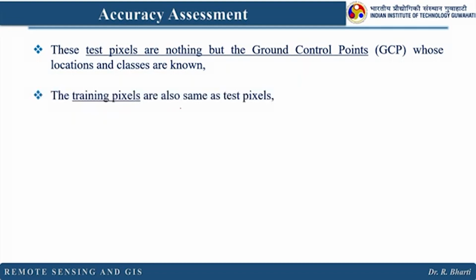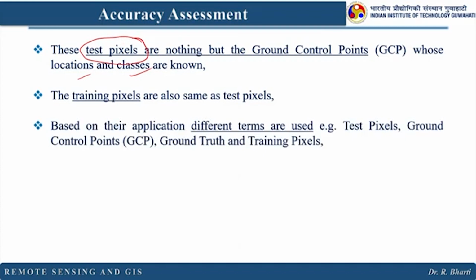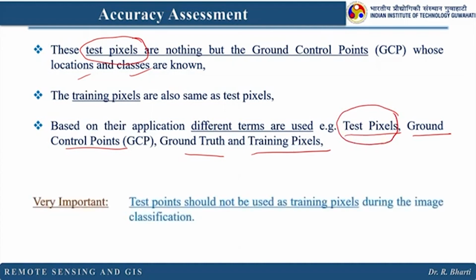The training pixels are also the same as test pixels. I hope you remember the training pixels which we have used in classification. There also we have provided the location and the known classes. Here we are calling them test pixels. So both are the same. The only thing is, based on the application, different terms are used, like test pixel, ground control point, ground truth, training pixel. So in accuracy assessment we use test pixels.